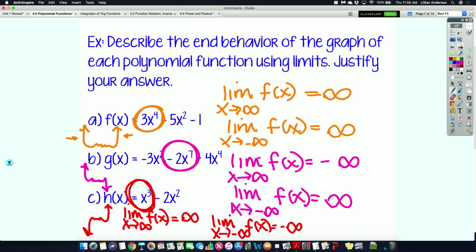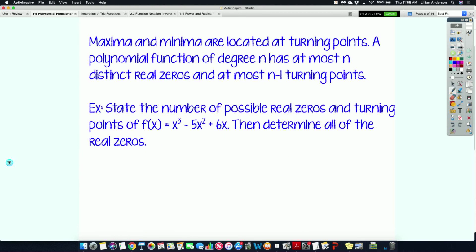Let's look on the inside of these functions. Okay? Maximum and minimum, which we talked about as extrema back in Unit 1, are located at turning points. A polynomial function of degree n has at most n distinct real zeros and at most n minus 1 turning points. So let's talk about this. Maximum and minimum. Those are humps in the graph. Humps or valleys. Okay, these are maximas, these are minimas.